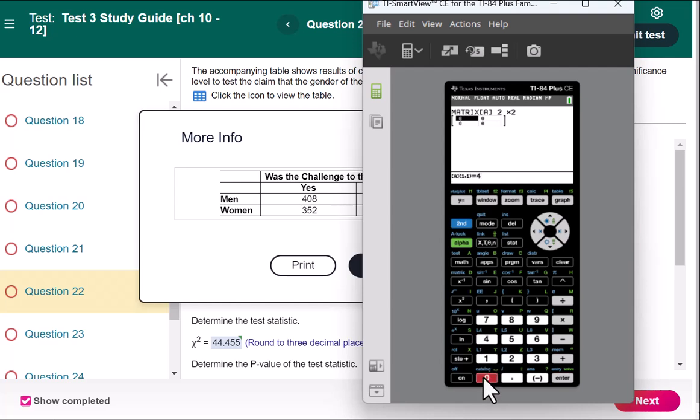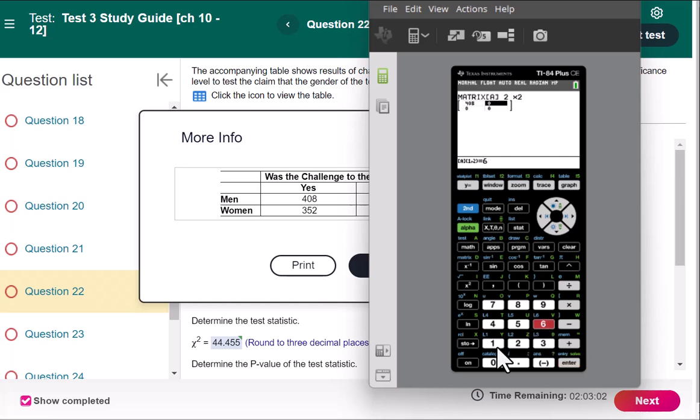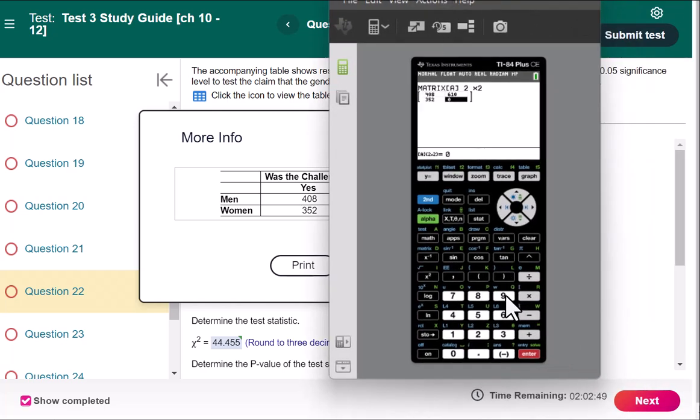So I got 408. Enter. What was the other number? 610. Enter. 352. Enter. And what's the last one? 952. Actually, this is a chi-square test. It needs the observed and expected values, but it's enough to put the observed values. The calculator can figure out the expected values here.